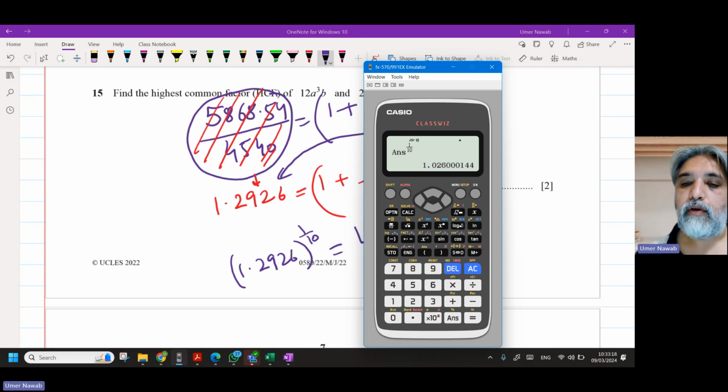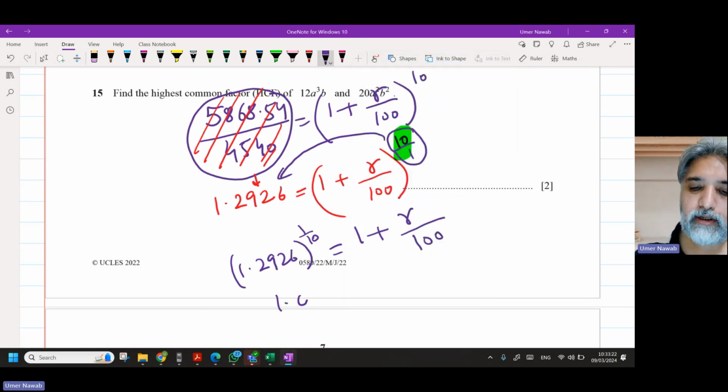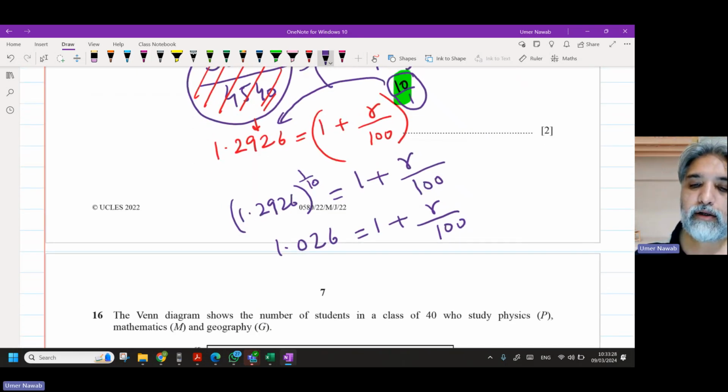What is the answer? I got it. 1.026. 1.026 is equal to 1 plus r over 100. Now I want to get r. So send the 1 to this side first of all. This is plus 1. 1.026 minus 1 is equal to r over 100.